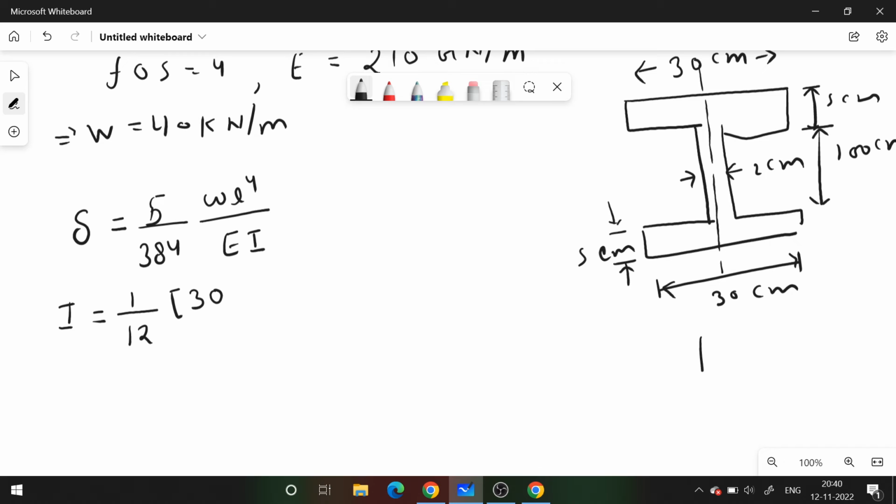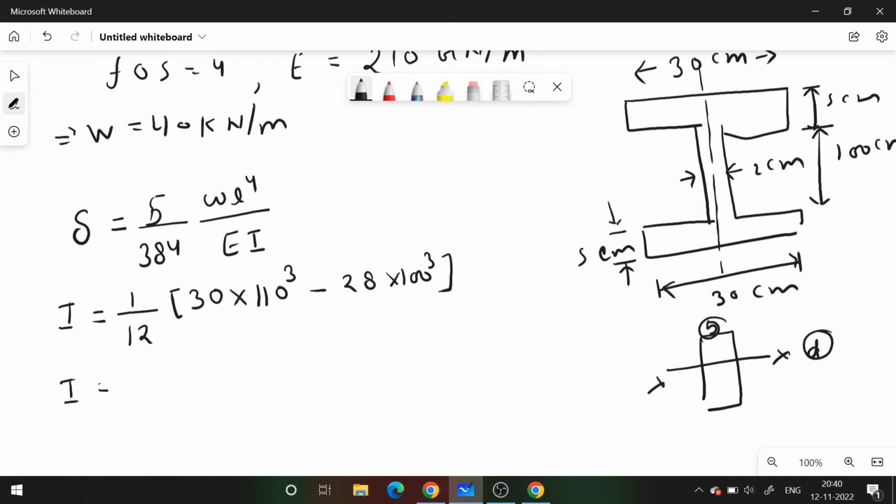As we know, the moment of inertia of a rectangular cross section about its neutral axis will be equal to BD cube by 12, where B is the width of the section and D is the depth of the section. So using this formula, the moment of inertia of this section is 30 into 110 to the power 3 minus 28 into 100 to the power 3, divided by 12. Now calculating this, I will be equal to 99.41 into 10 to the power minus 4 meter to the power 4.